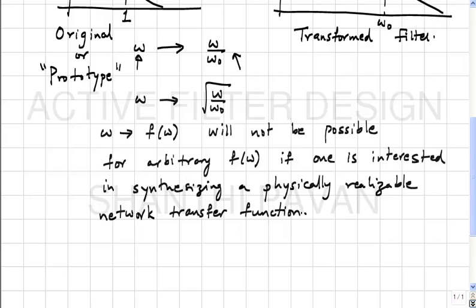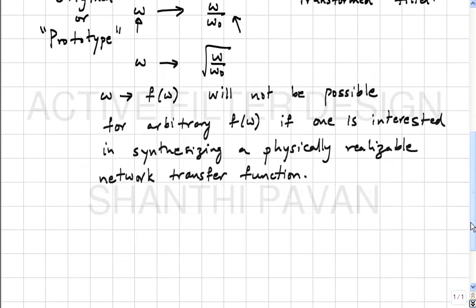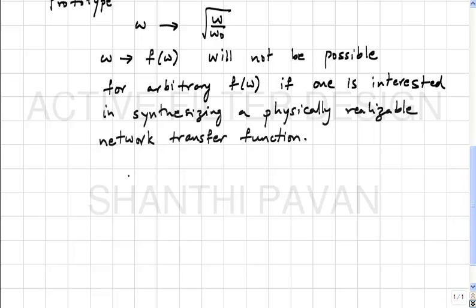Okay, all right. So we'll have to figure out what special f of omega will result in a physically realizable network. Does this make sense? Now, of course, in the low pass to low pass case, for example, this transformation does work. It luckily turns out that the network is indeed realizable. It's pretty straightforward to see.